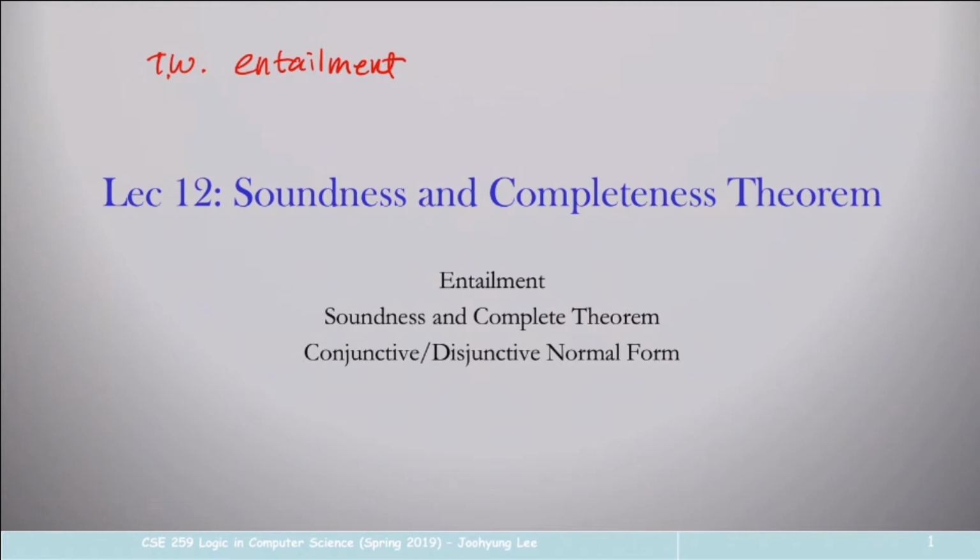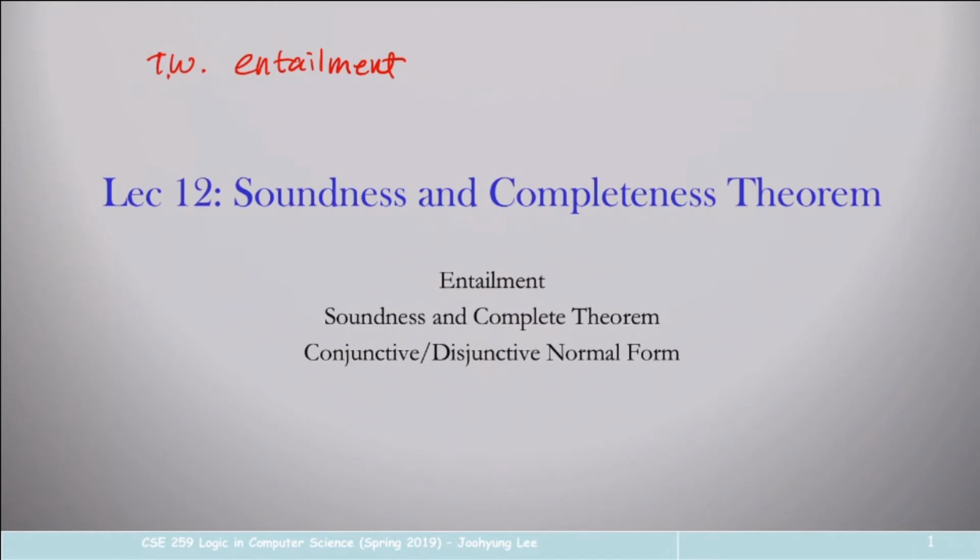All right, so time to start. Today's word is entailment, one of the topics that we are going to study today, and it happens to be one of the most difficult topics in logic as well. We will study this today, and after that, we will talk about the soundness and completeness theorem. And if time permits, we'll talk about conjunctive normal form and disjunctive normal form.